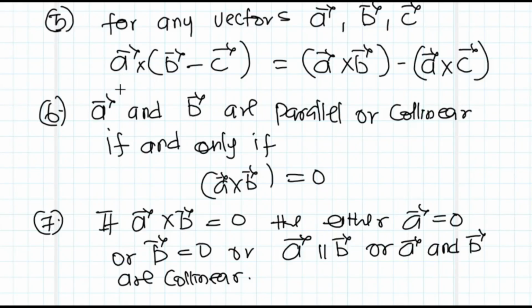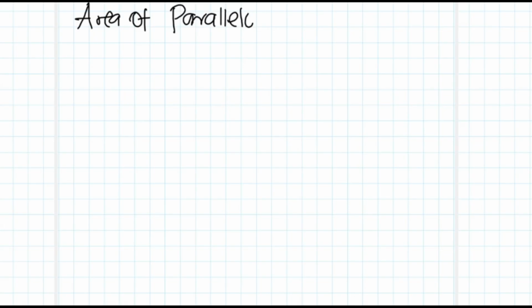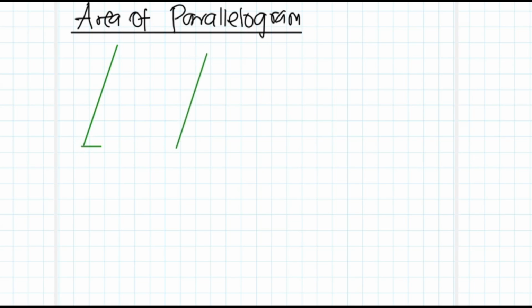These are the properties. And then the next one we have is the area of a parallelogram. How can we use vector properties to calculate the area of a parallelogram? Let's assume we have a parallelogram this way. If we draw another broken line here to join this place, and then a perpendicular line from here.